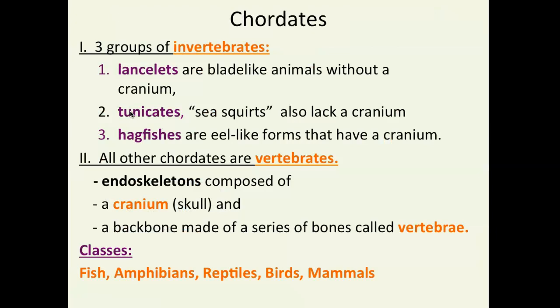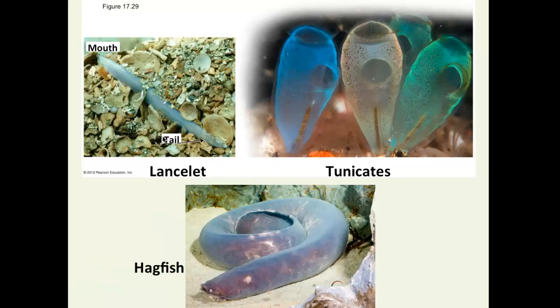If you look at the way that this phylum is broken into these larger groups, 3 groups are invertebrates, and then everything else is vertebrates. The 3 invertebrate chordates are lancelets, tunicates, and hagfishes. So I have that written down, letter A. Invertebrate chordates are lancelets, tunicates, and hagfishes. Here's their picture.